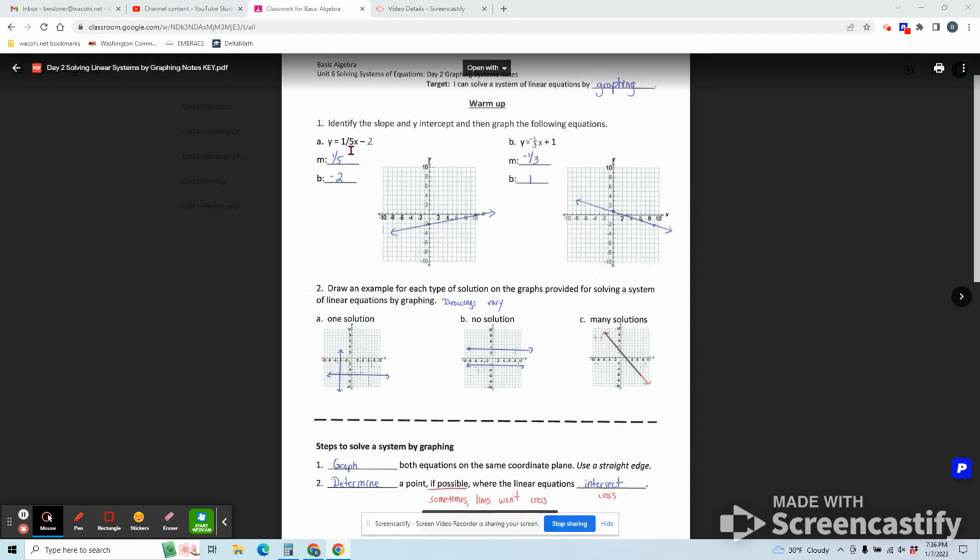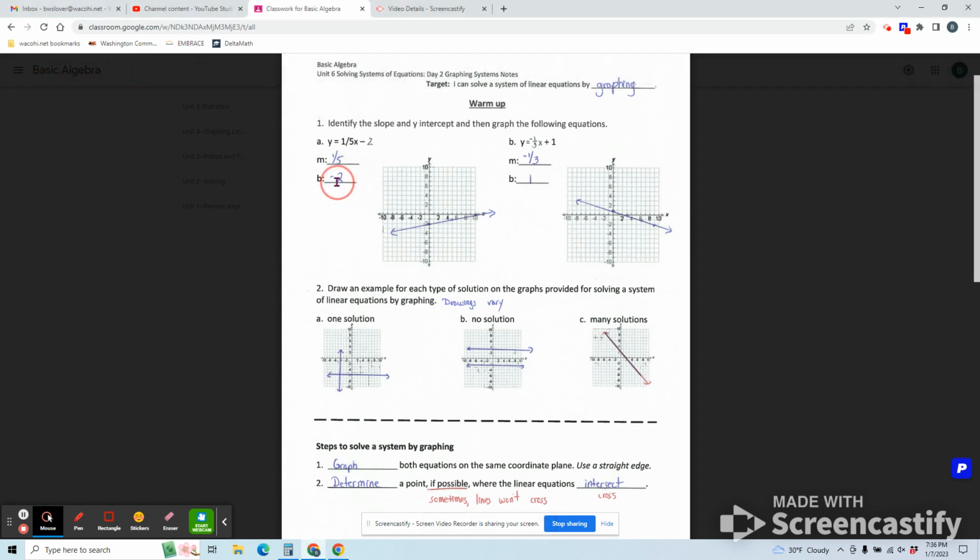So the slope, remember, is the number attached to the x, and then the y-intercept is the number after it. So I start at -2 on the y-axis. I go down -2, put a point. My slope is 1 over 5, so I go up 1 over 5. Similar for letter B.